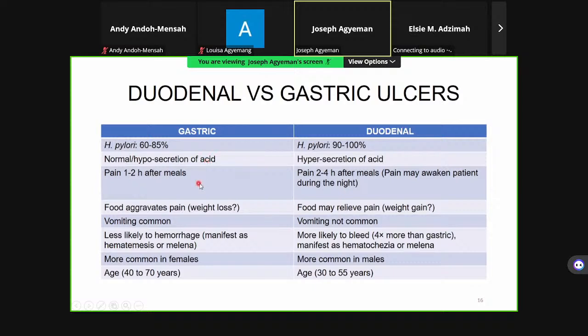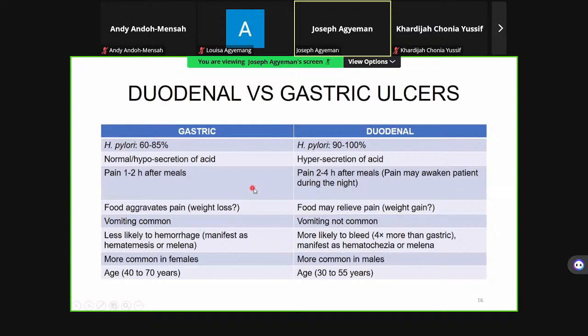What is the pattern of the pain? In gastric ulcers, it's immediately after meals. At times, it even goes with meals. You eat, and since, for example, there is a sore in the stomach, the food hits the surface of the wound, then you suffer from the pain. But typically 1 to 2 hours after meals. So to differentiate it from the duodenum, this is how I take it.